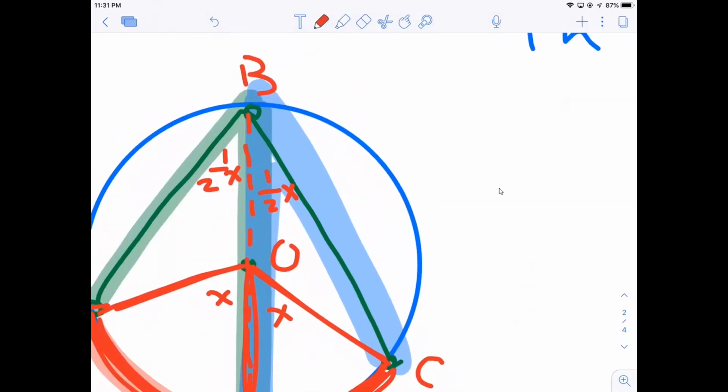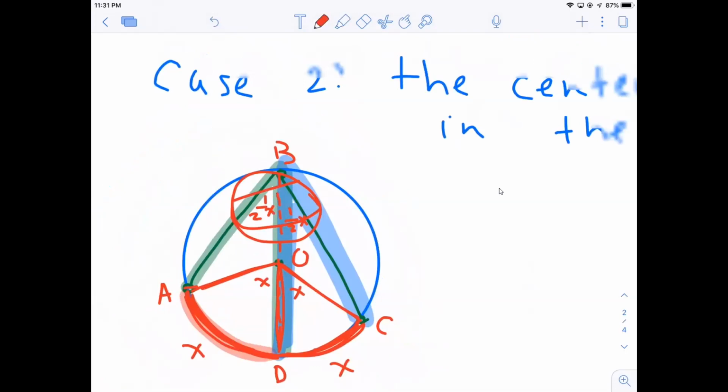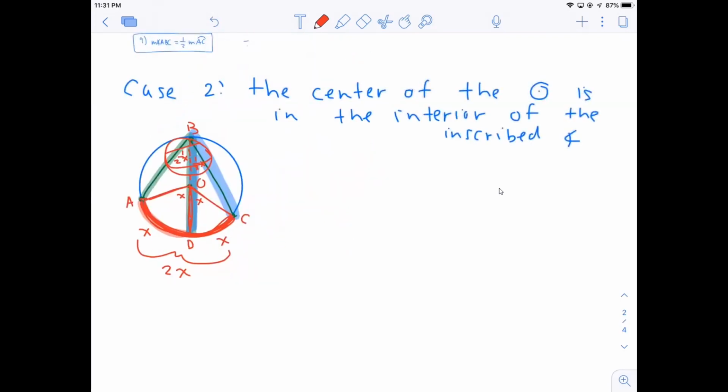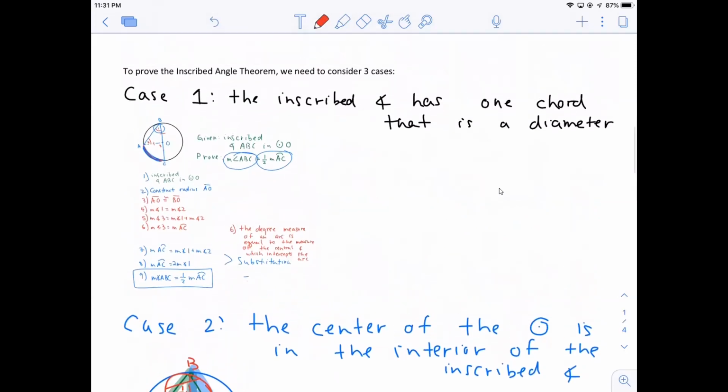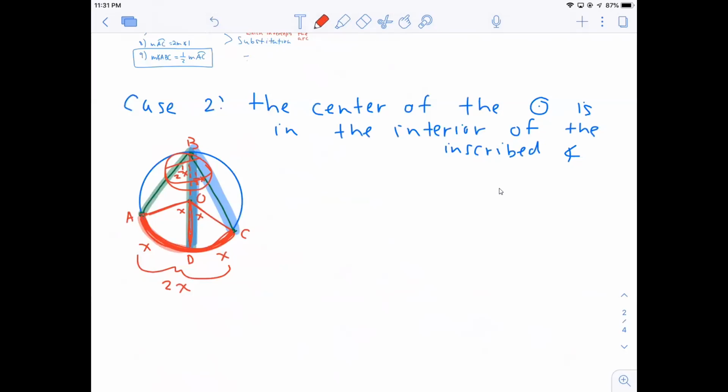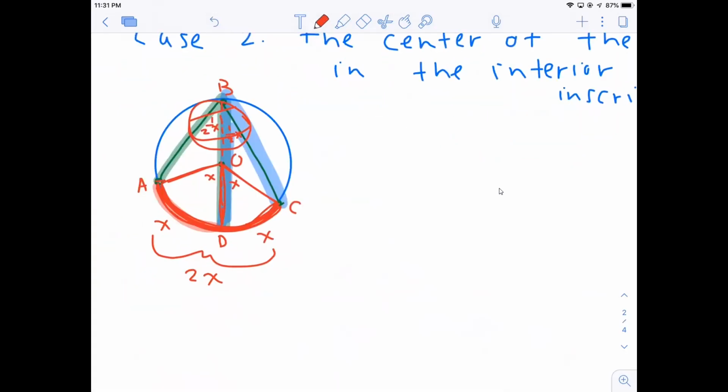And there we go. So in total, this angle here is x, which is half of this entire arc, which has a measurement of 2x degrees. So that is case 2. It's pretty much the same proof, we're just using what we've shown in case 1. It's a whole bunch of steps, but that's the idea behind it.